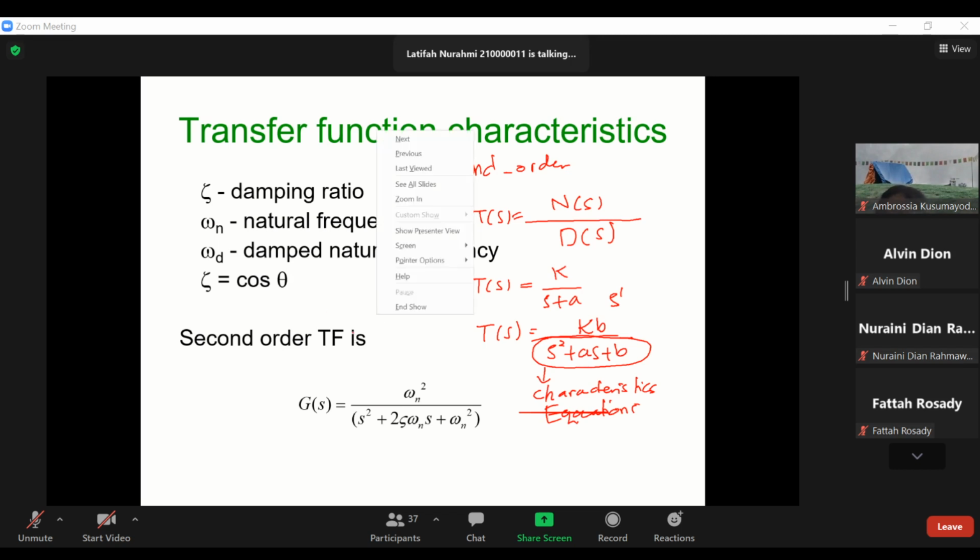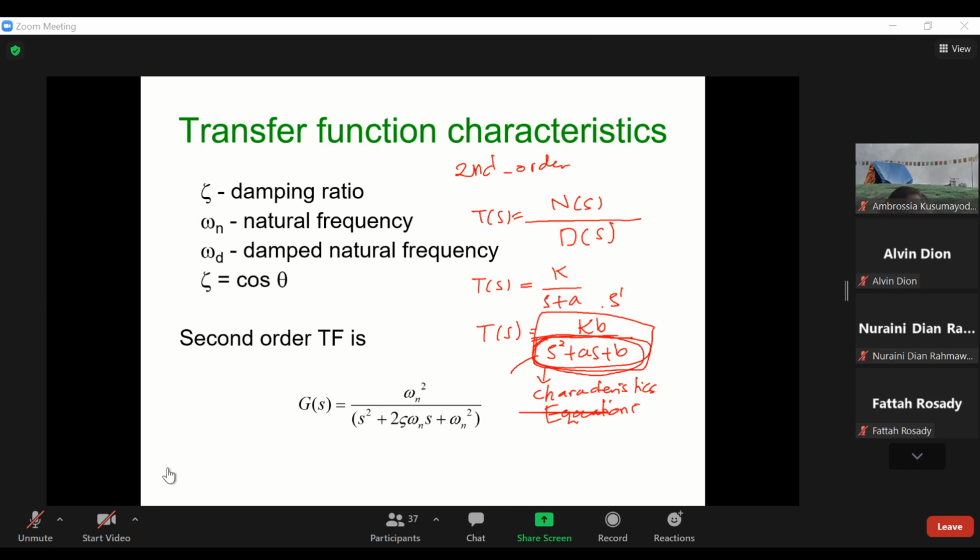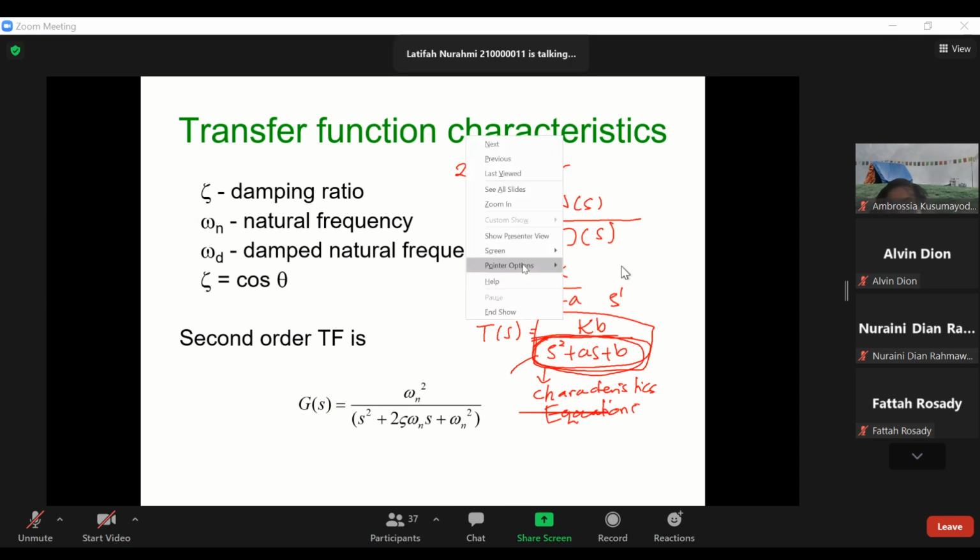So this, we call it a characteristic equation. You have to understand that when the question asks you, let's say, what is the characteristic equation? Can you find the poles or the roots of the characteristic equation? It means it's not the whole equation of the transfer function. It is only the denominator. Okay. And here it is, our second order system.